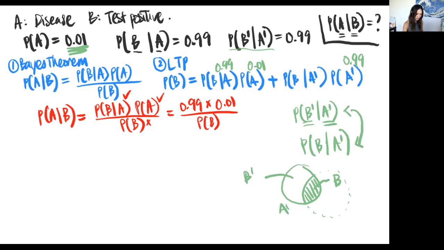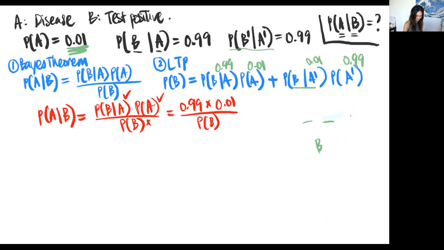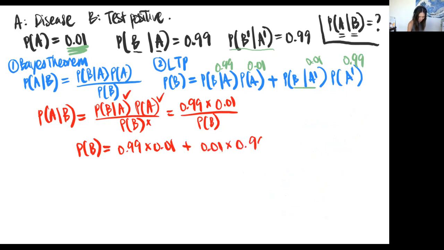So even though we don't directly have this, we kind of do. This is basically 1 minus 0.99. So this is 0.01. So cool. At this point, we already have all the numbers that we need. So what we're going to do now is figure out the probability of B. The probability of B is going to be 0.99 times 0.01 plus 0.01 times 0.99.